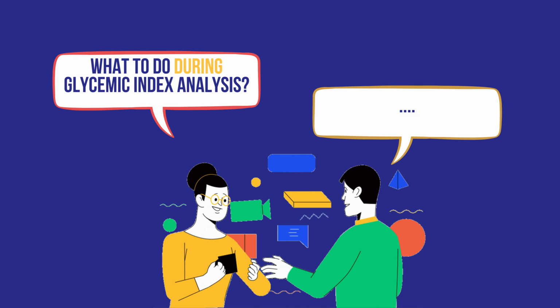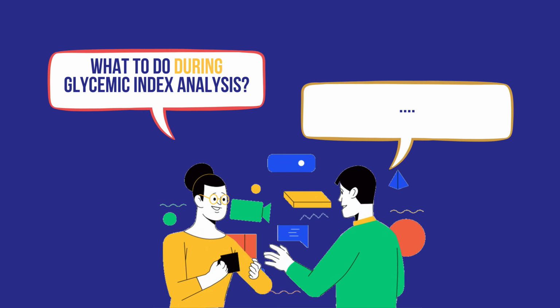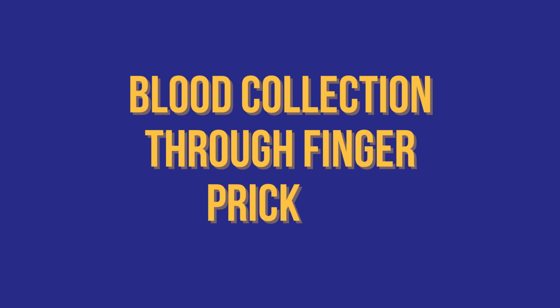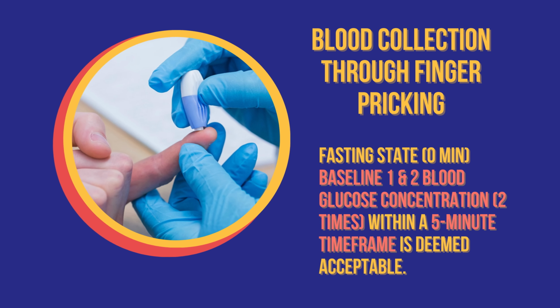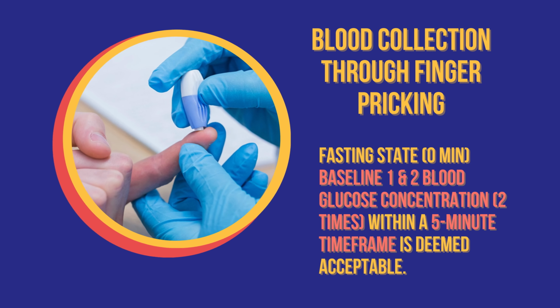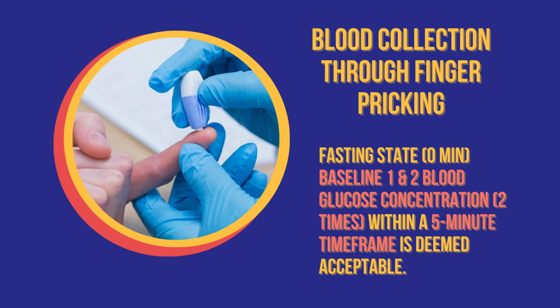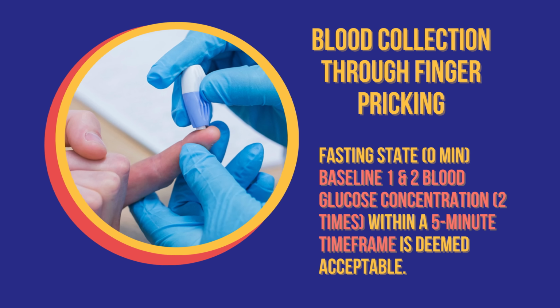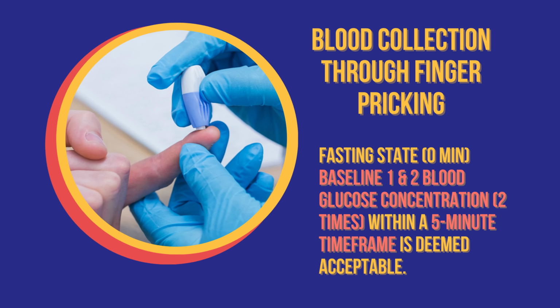Now that you've diligently prepared for your glycemic index analysis, it's time to transition into the next phase, blood collection and the introduction of test foods. Study participants shall arrive in the fasting state for 10 hours to 12 hours. Blood samples shall be taken in the fasting state at 0 minutes and shall be taken as the baseline blood glucose concentration, expressed in millimoles per liter. Collecting 2 samples of 0.5 milliliters each in a microtube within a 5-minute timeframe is deemed acceptable.